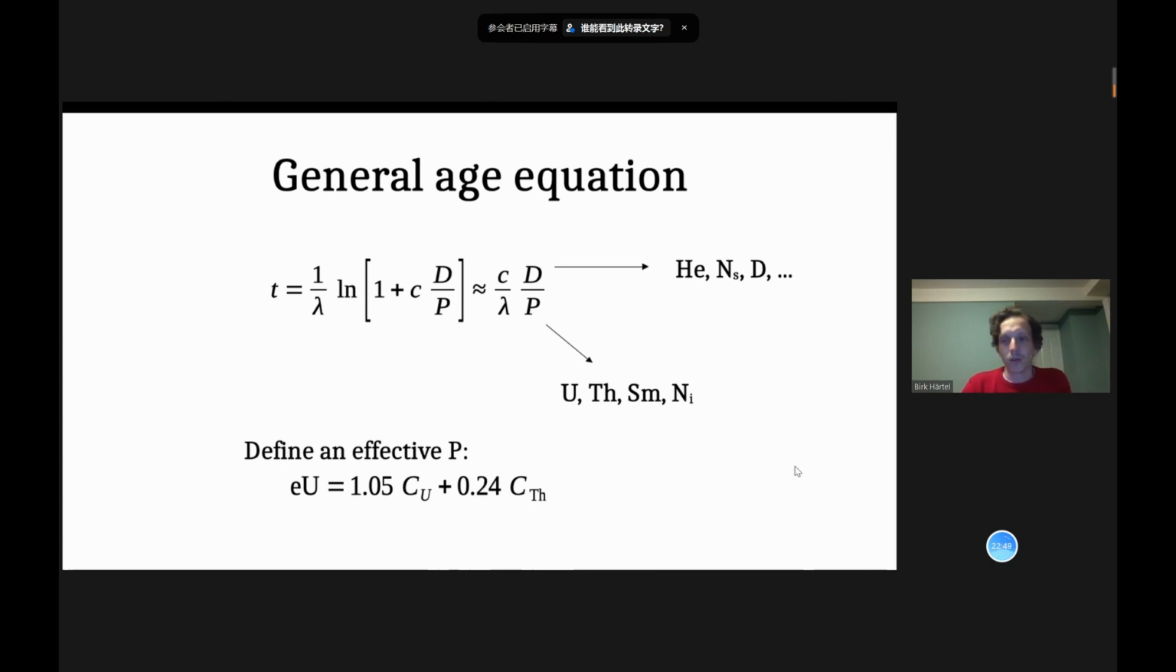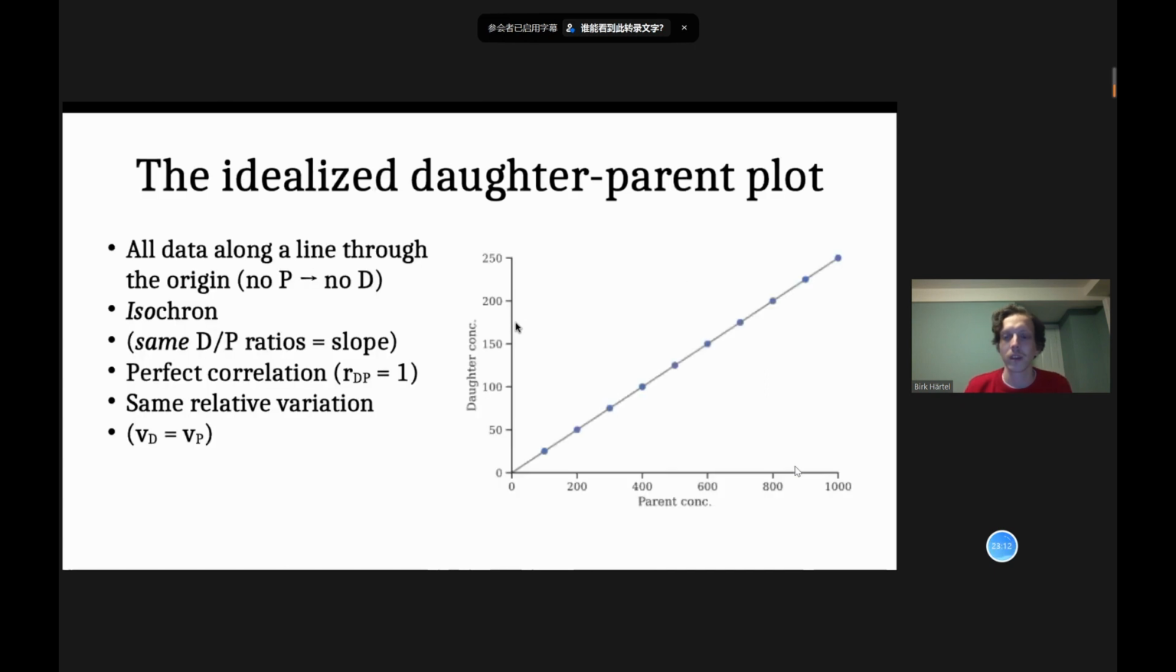So one very interesting observation here is that actually both age and EU are within this age equation. So on the left, we see T is the age, and on the right, we see here in the denominator is the P, which is uranium and thorium, which is basically the same as the effective uranium. And this brings us to the next question: how should actually the relationship between the daughters and the parents look like?